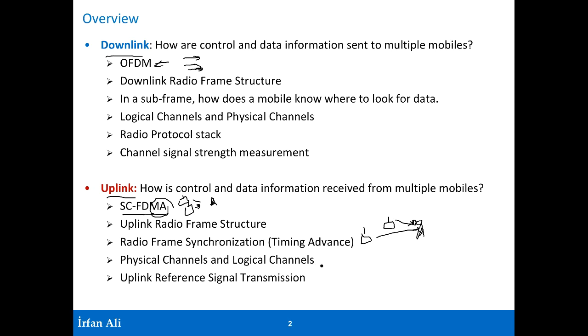The physical and logical channels, which are simpler than the downlink, and the uplink reference signals, which the mobile needs to send to the base station, which are different from the way they are sent in the downlink. We will not be covering details of MIMO or any physical layer details, so if you're interested in those things, unfortunately, they will not be covered in this lecture.